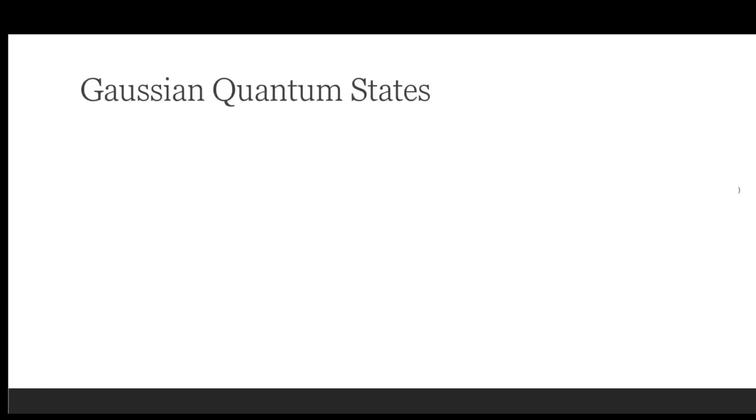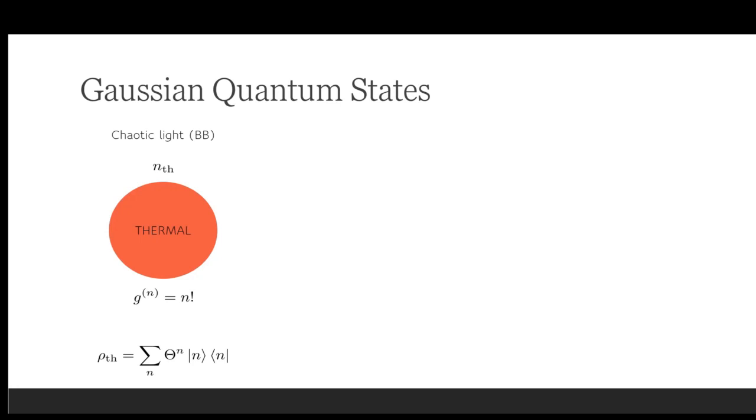Now another important thing that I want to introduce before I go to the rest of my talk are the Gaussian states. These are states that can be described by a Gaussian in the Wigner representation of the quantum light. The first one, and I think it's very well known, is the thermal light. In this case, we have a purely mixed state in the sense that we only have diagonal terms in the density matrix, and the G2, or all the Gn, are greater than 1 and equal to n factorial. Another well-known example is squeezed light.